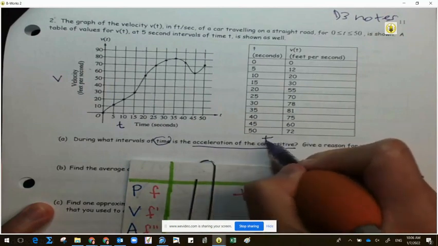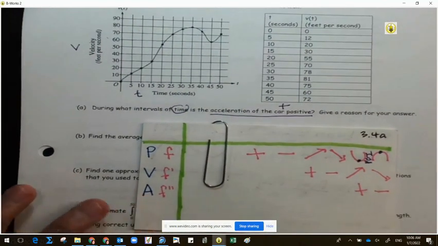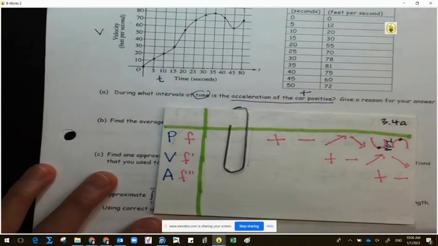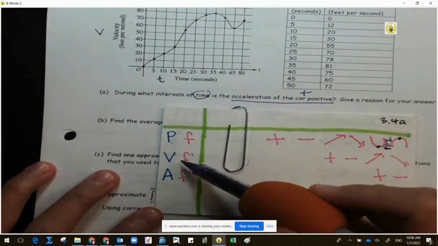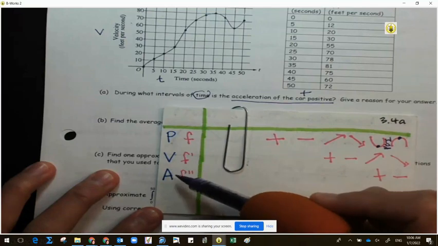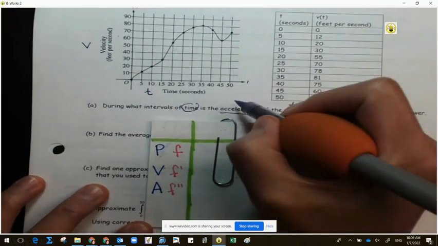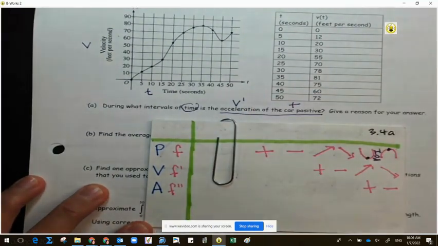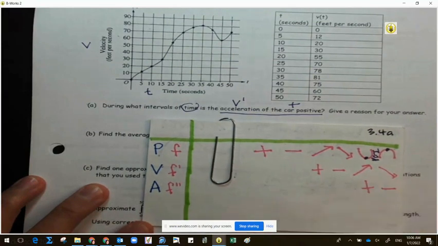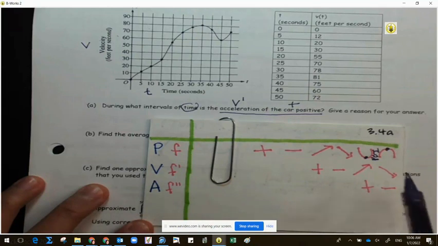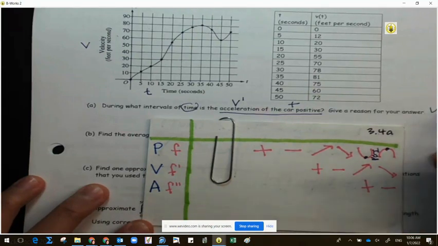If the acceleration has to be positive, let's do a recap of the PVA card. The derivative of the particle is a velocity. The derivative of the velocity is the acceleration. So we know acceleration is the first prime of the velocity. So if the acceleration has to be positive, what direction is the velocity going? Has to go up. So let's put velocity must go up.